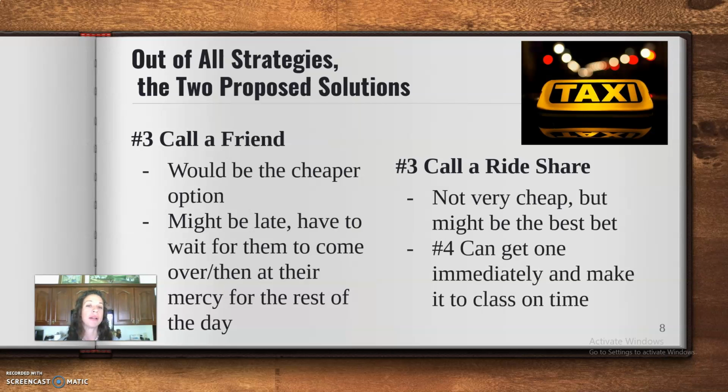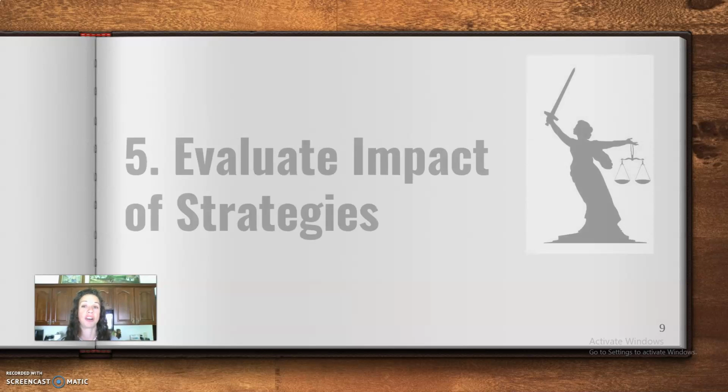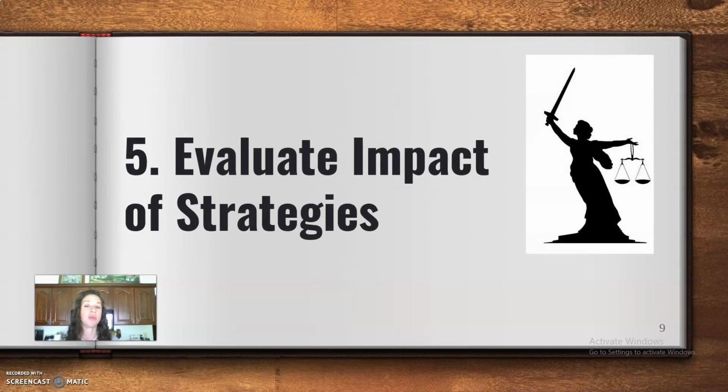So number 4 is why is this the best solution? You can get one immediately and make it to class on time, right? No brainer. It kind of looks like we're going to have to go with the ride share. So we're going to evaluate the impact of these strategies or these solutions.